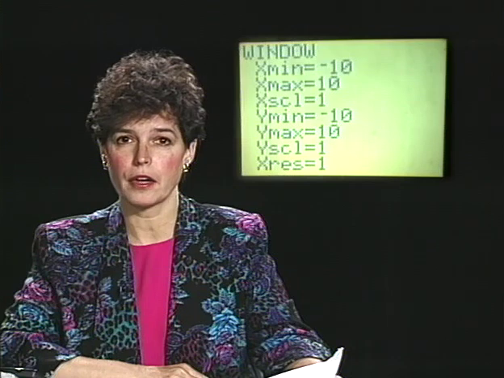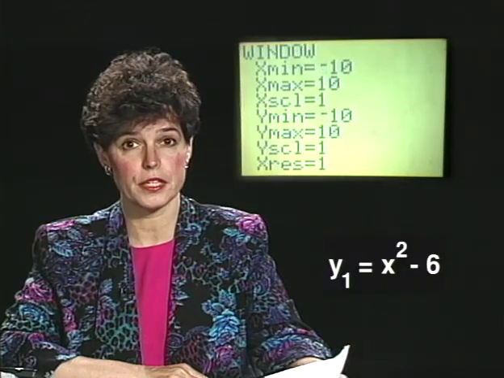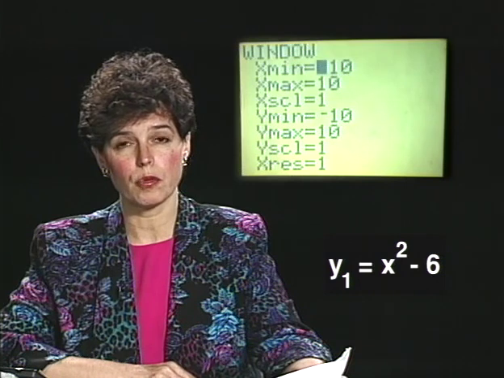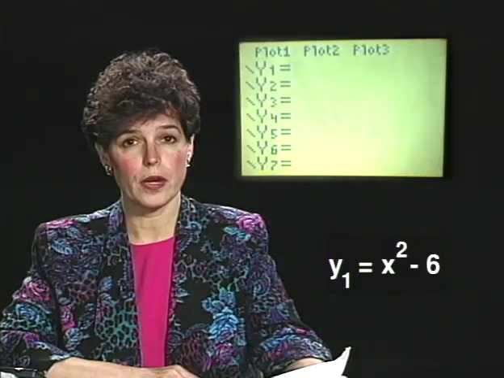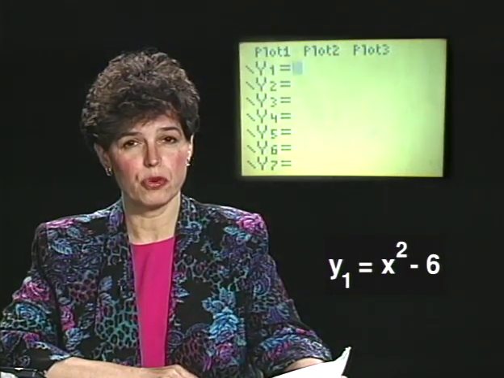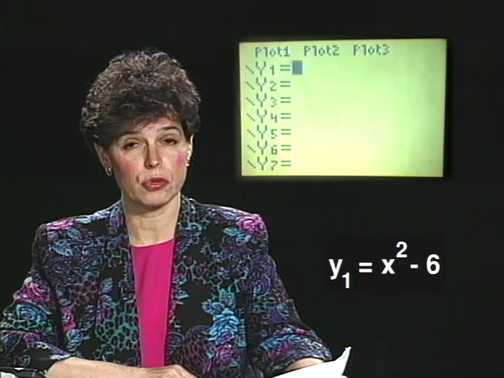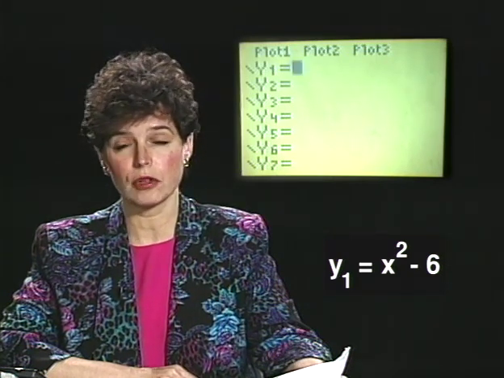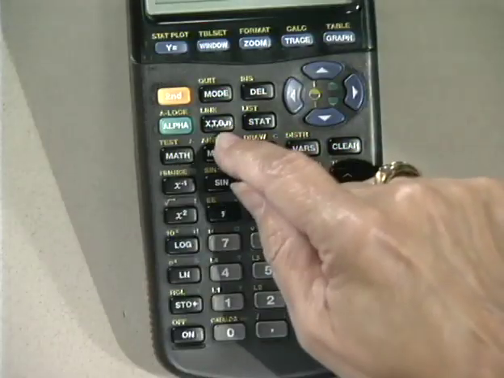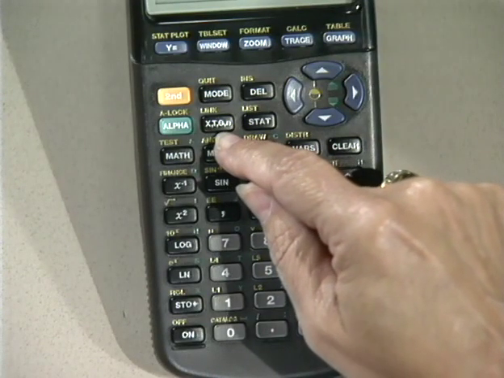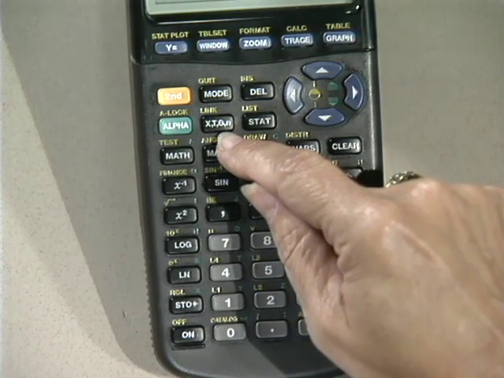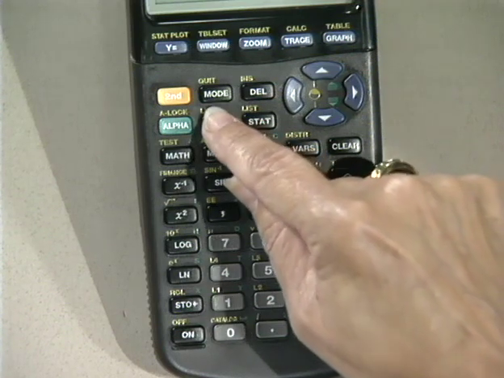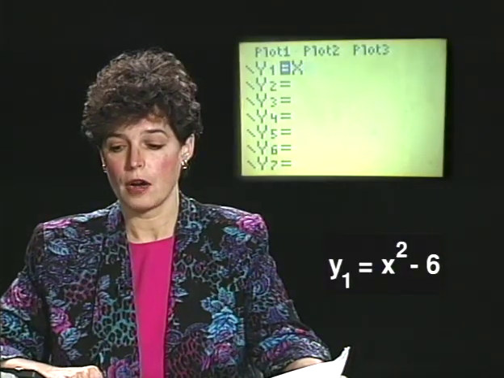Let's start off by entering the function y equals x squared minus 6. In order to do that, I will press the y equals key, which is the upper left-hand key on the calculator. In order to get the x, we have a special key. X is the most used letter in mathematics, and it has its own special key on this calculator. It is located right next to alpha, and it looks like x, t, theta, n. But considering the mode that we were in, we are always going to get the x when we press this key.